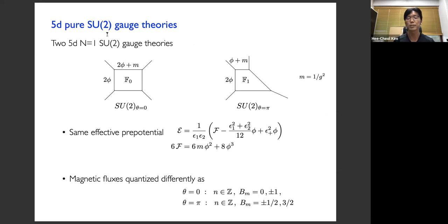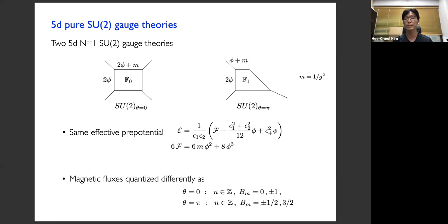In 5 dimensions, there are 2 types of SU2 gauge theories. One is the SU2 at theta equals 0, and another one is the theta equals pi theory. They both have geometric realizations. The theta equals 0 theory is realized by Hirzebruch surface F0. On the other hand, the theta equals pi theory is realized by F1. And these 2 theories perturbatively have exactly the same spectrum. They have W bosons with the mass 2 phi. So we cannot distinguish these 2 theories perturbatively.